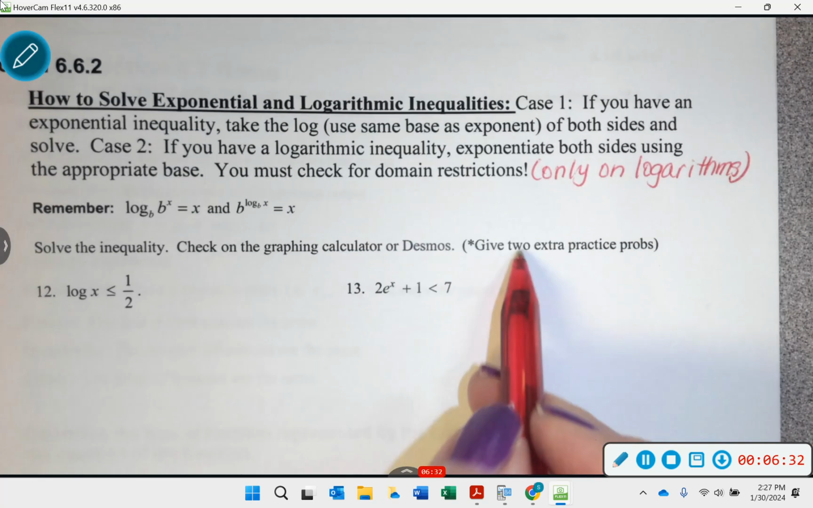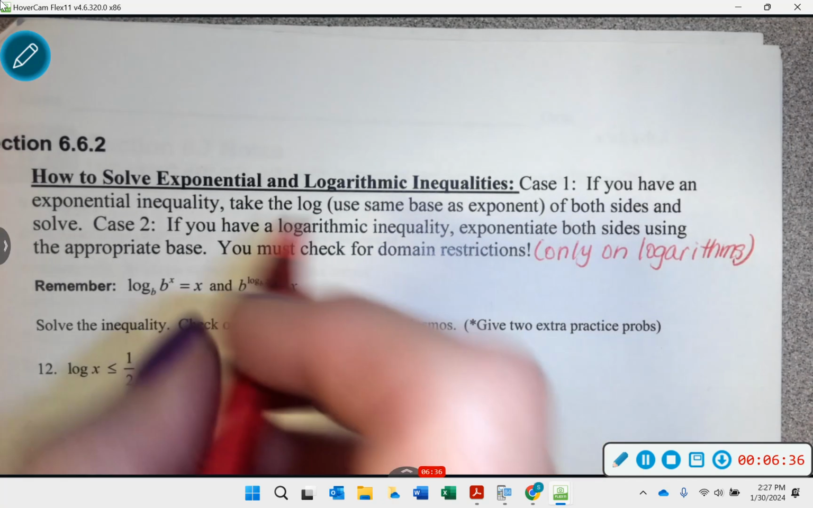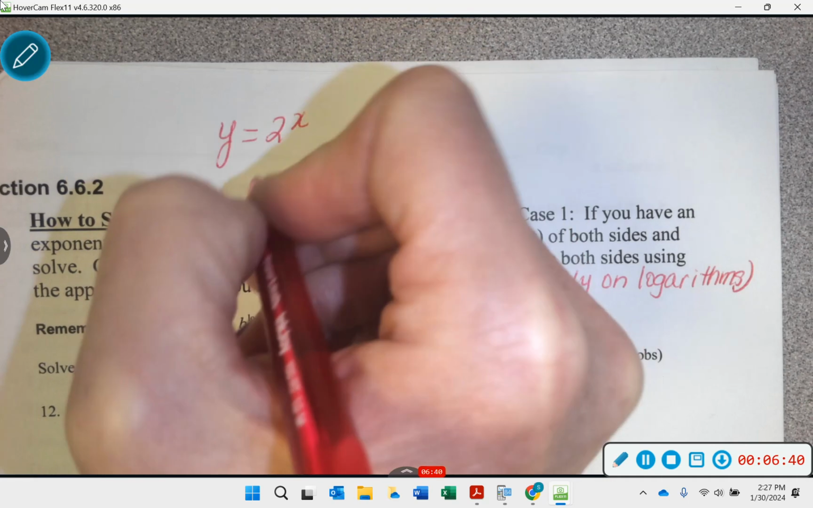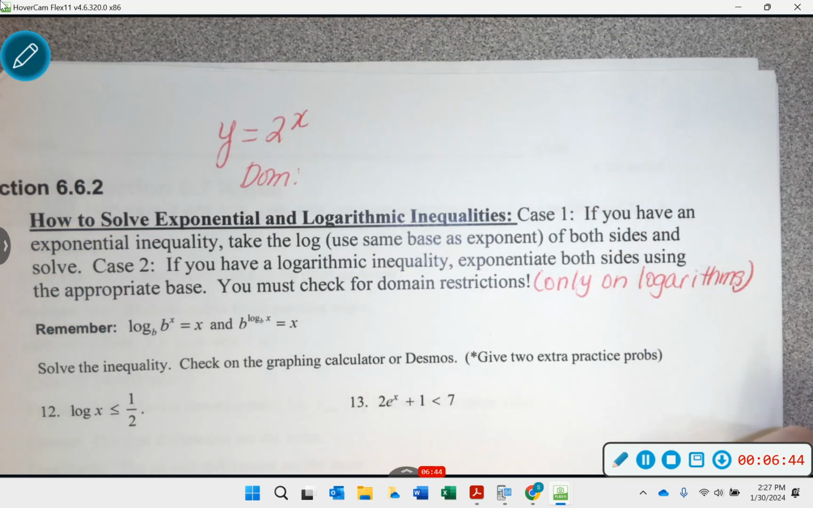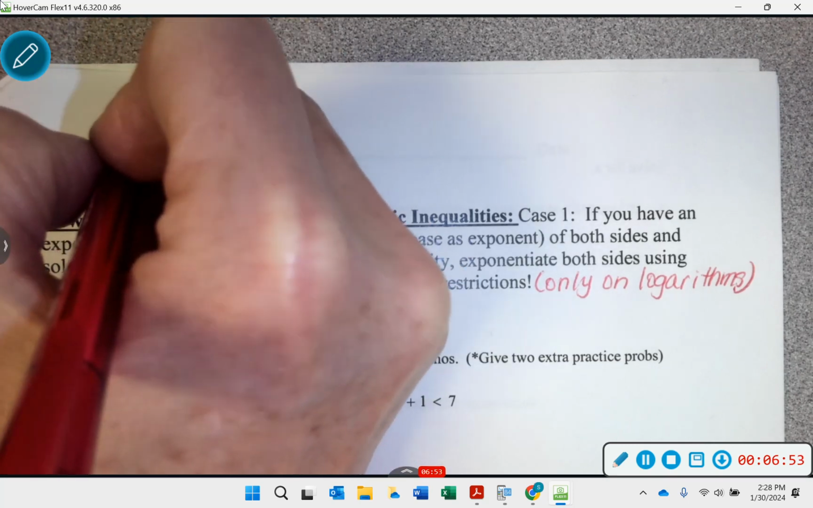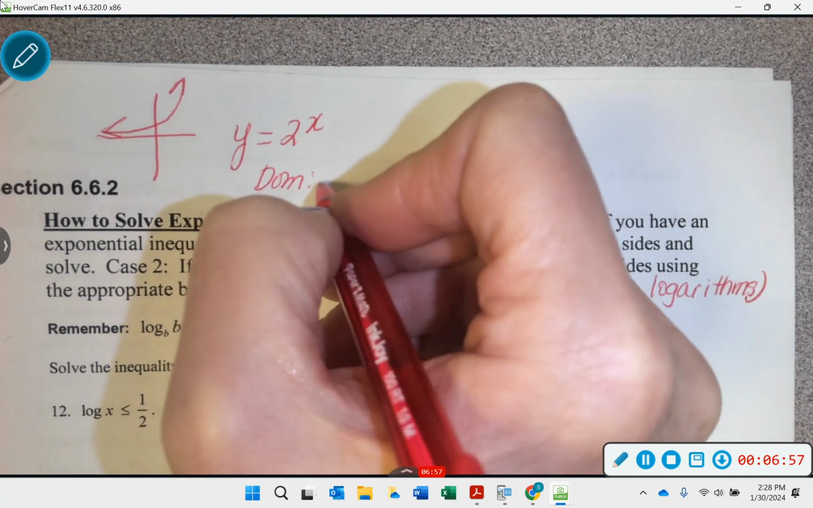You're only going to have to check for domain restrictions on logarithms. And that's because, guys, if we start with an exponential function, what's the domain for an exponential function? What are the values of x we're allowed to use? All real numbers. Here's what an exponential function looks like. Our domain is all real numbers.